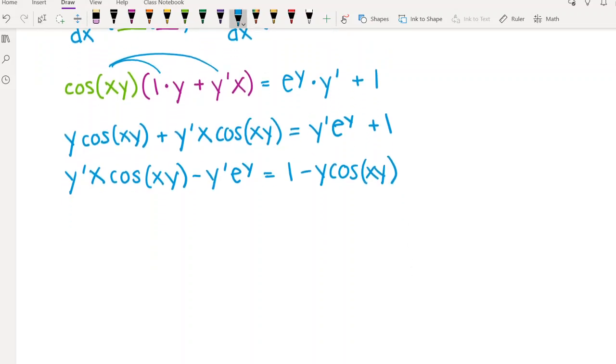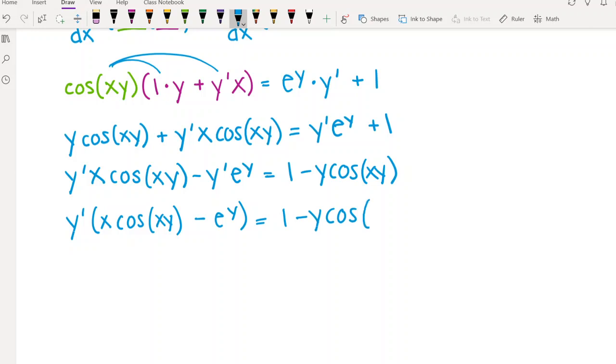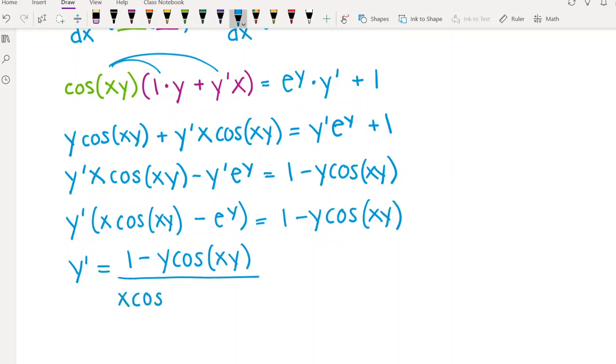So now we want to factor out a y prime. So we have x times cosine of xy minus e to the y is equal to 1 minus y times cosine of xy. And so solving for y prime, we get y prime is equal to 1 minus y times cosine of xy divided by x times cosine of xy minus e to the y.